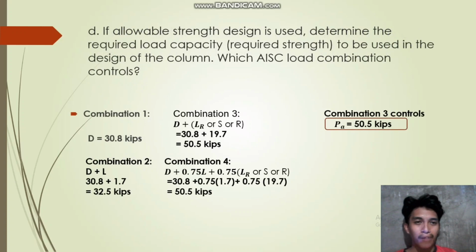Letter D. If allowable strength design is used, determine the required strength to be used in the design of the column. Which ASD load combination controls? Combination 1: D, dead load, equals 30.8 kips. Combination 2: dead load plus live load equals 30.8 plus 1.7 equals 32.5 kips.